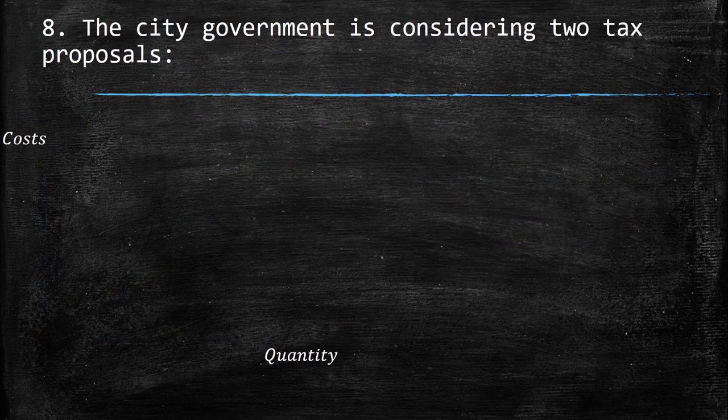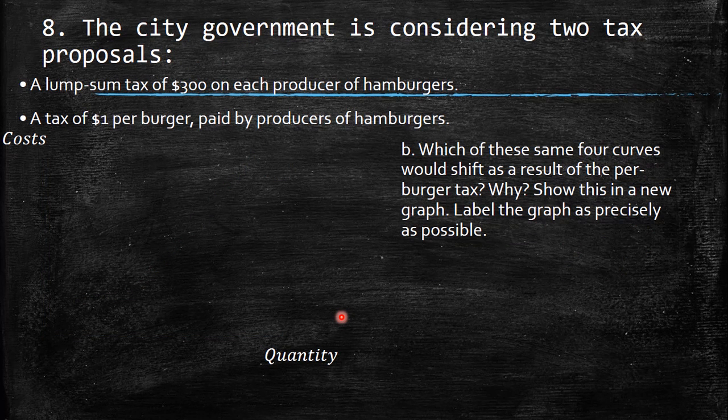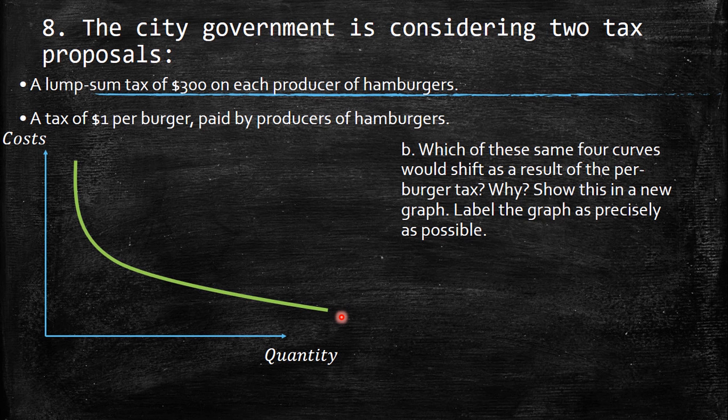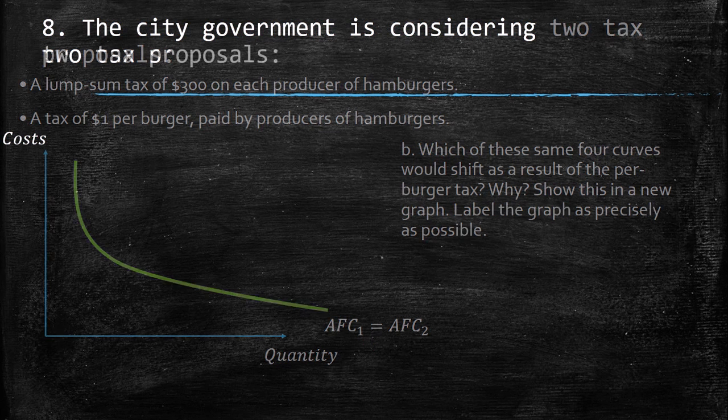The other part of this point is about the same curves, but now for the other case, the tax of $1 per burger. So remember, this time we're going to move the variable cost. Here is going to be this one: the average fixed cost is going to be exactly the same before the tax and after the tax, because the fixed costs won't change at all.